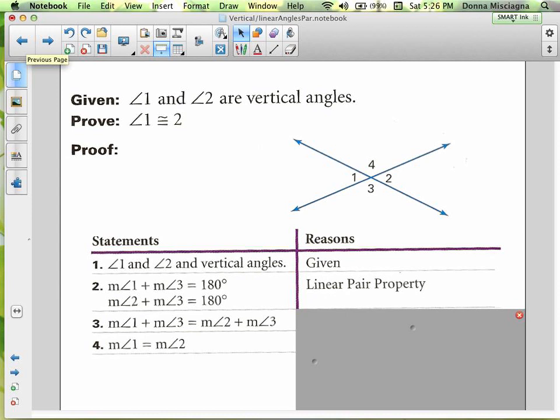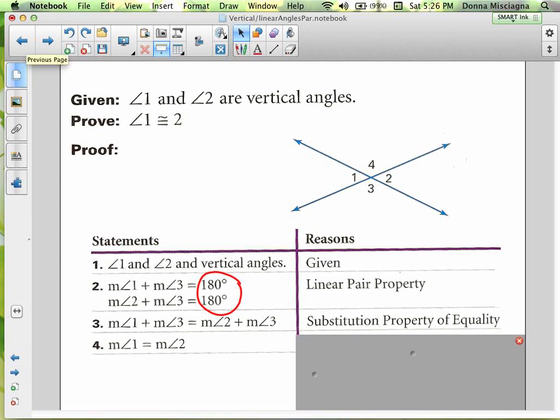All right, so now why did I say the next thing? Angle 1 plus angle 3 is equal to angle 2 plus angle 3. Is there something you see that maybe gives this away? Two things equal to the same thing. What's that property that says if two things are congruent or equal to the same thing, they're equal to one another? Why, that's the transitive property.